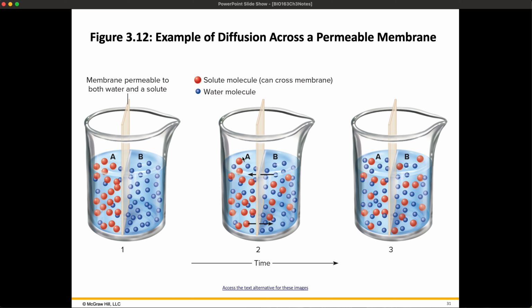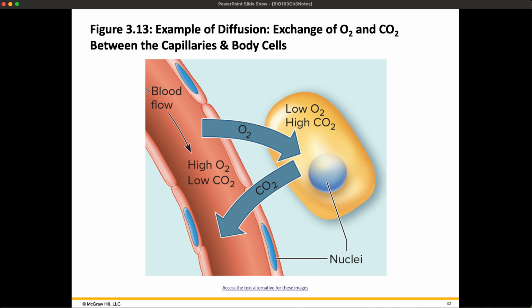concentration gradient. So from A, a lot of these solute molecules move over to the B side, and from B, all of these excess water molecules move over into the A side. They're going to keep doing this, and as time passes, they eventually come into equilibrium. Because this membrane was permeable to both of them, they're able to move across and find that balance.